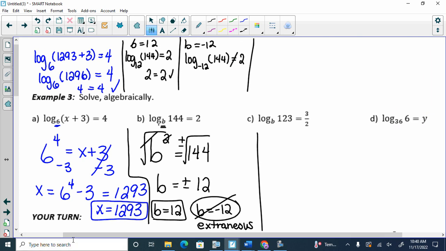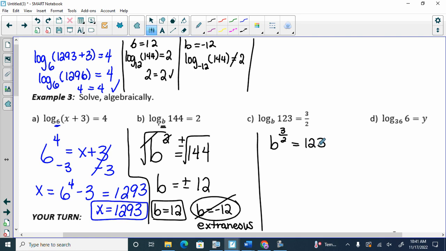Okay, we're going to try C. The base is beside the log. Do you see it? If the base is the variable, I have to convert to exponential. That's the only way I can solve it. So the base of my log becomes the base of my exponent. In order for it to be a base of an exponent, it needs an exponent. What's its exponent? 3 over 2. And what does it equal? 123.